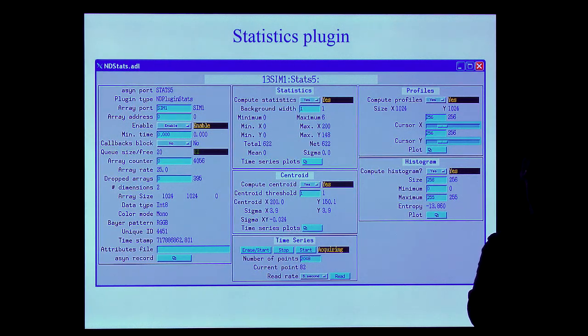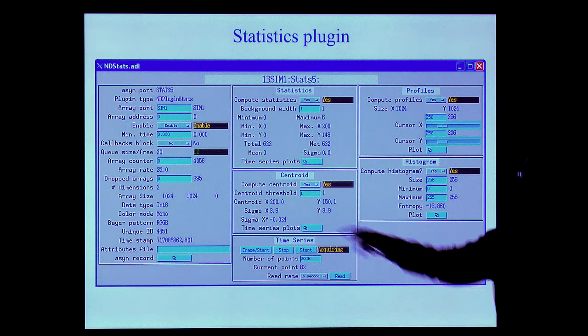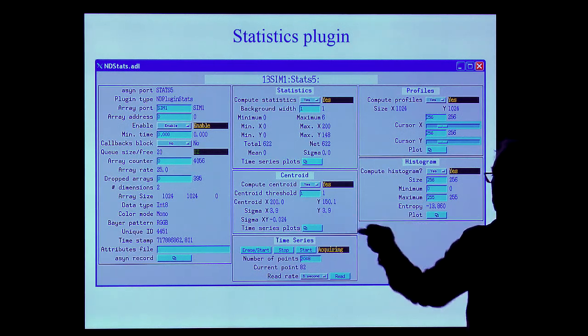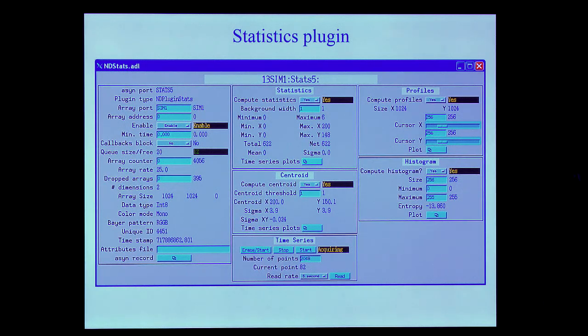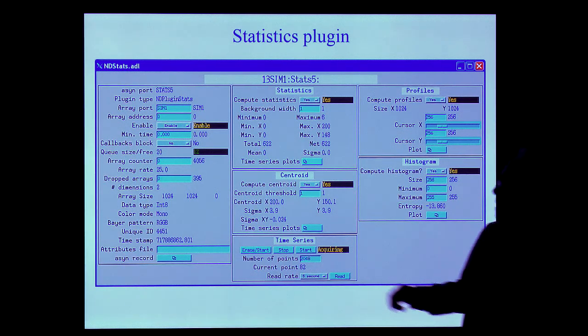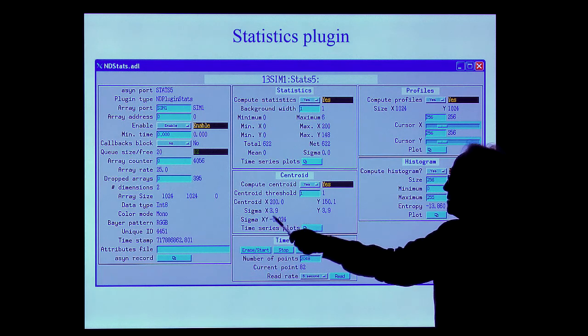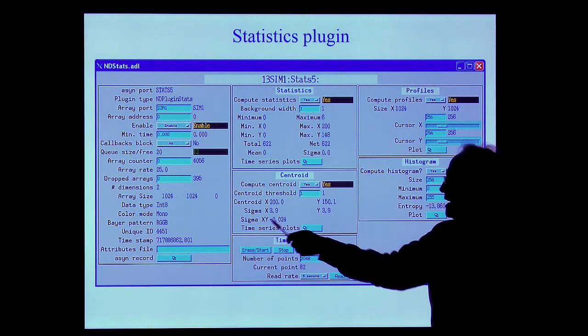So if you say that background is like 50 counts, but the in-beam is 220 counts, you can set a threshold of 60 counts, and only stuff above that contributes to the centroid calculation. So you're just seeing the beam. It tells you the X and Y, sigma X, sigma Y, and sigma XY.